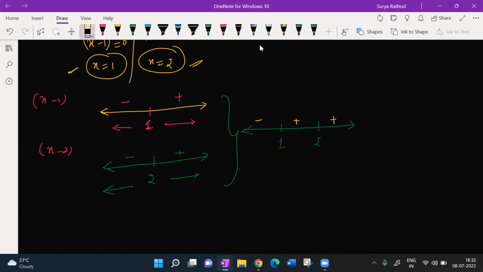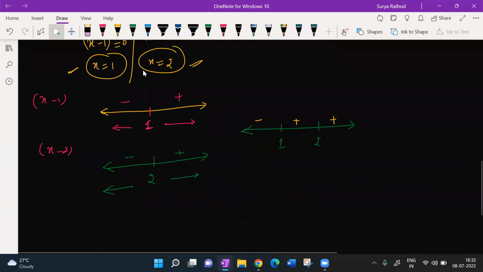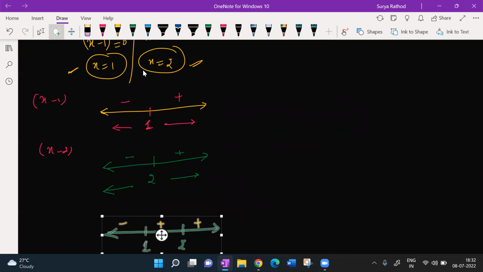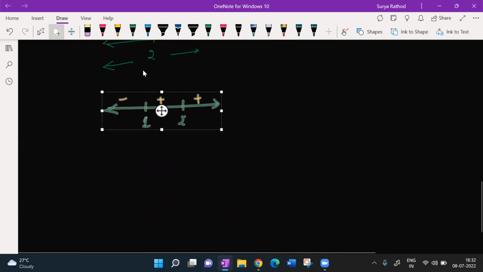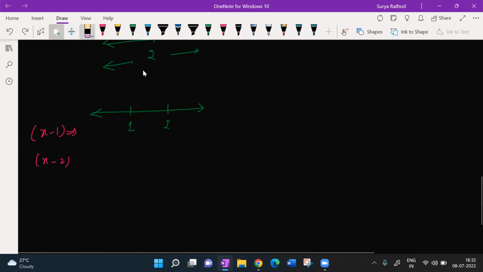One second. I think I have to keep this somewhat down so that it will be spacious. This is for x minus 1. This is for the x minus 1 story. If I talk about the x minus 2 story, let me write these symbols here.